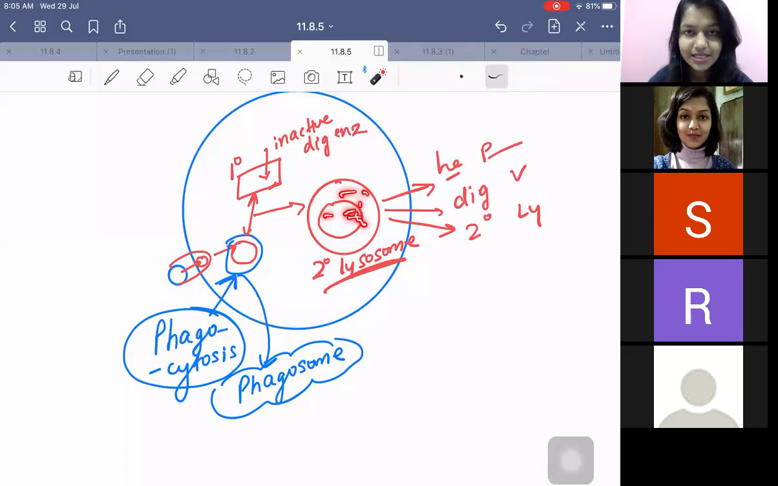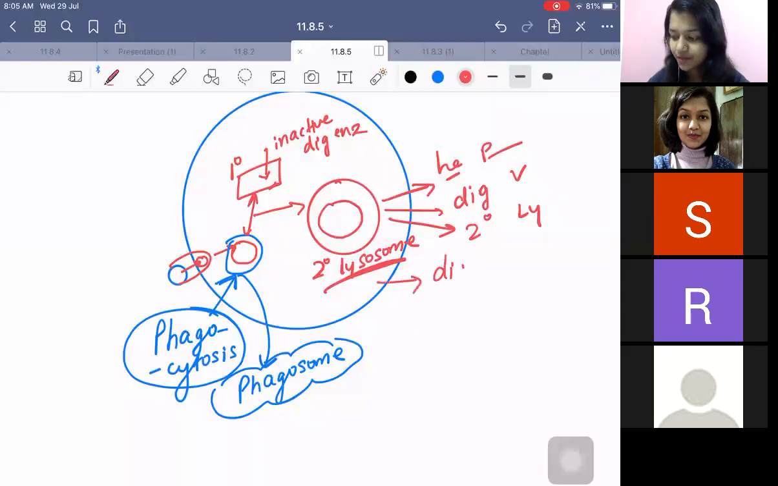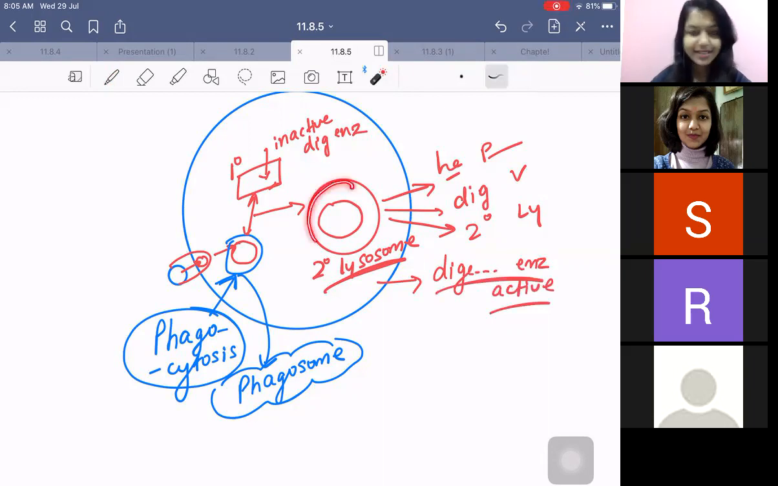Now should the digestive enzyme be inactive or should it become active? Think. It is already inactive. Should it become active now? Yes. So now you know that in the secondary lysosome, the digestive enzymes become active. Once it becomes active, it will degrade and digest the food particles. Got it? That is the secondary lysosome.